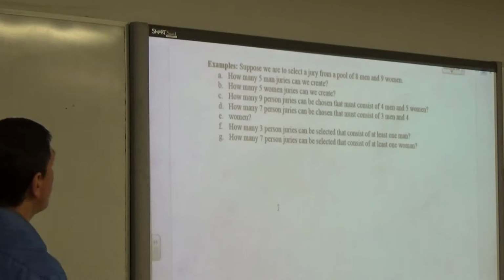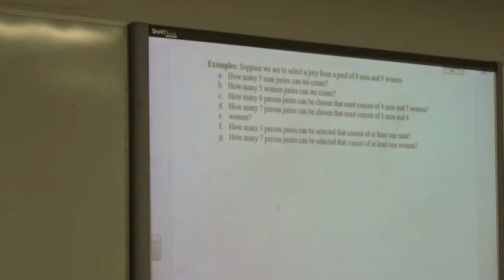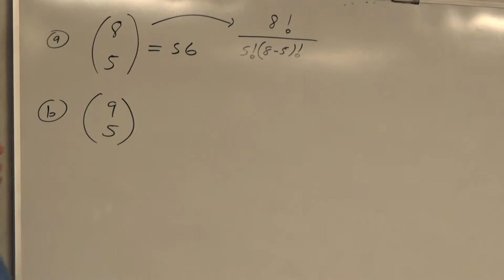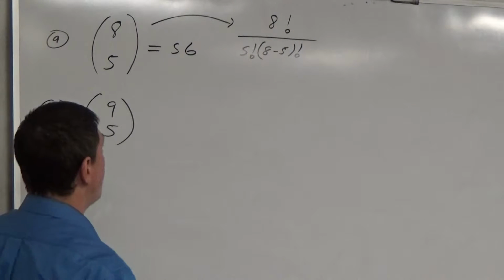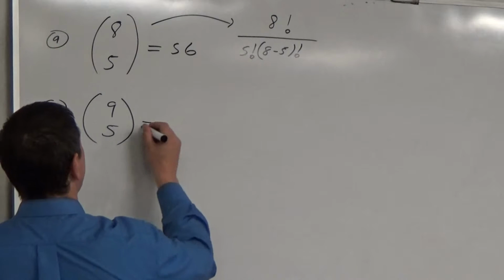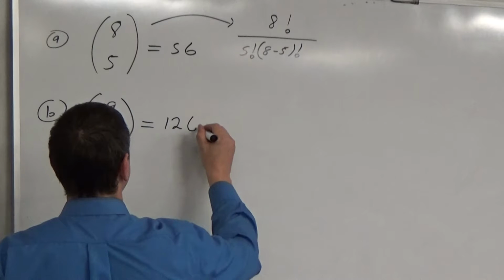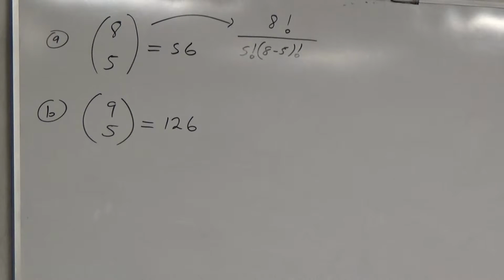Okay, so for letter B, it says how many 5 women juries can be created. So how many women do we have? 9. How many do we want? 5. And then we would just go right in our calculator and do the exact same thing, except this time we use 9 instead of 8. If we wanted to, we could set it up using the formula. It doesn't matter which way we do it. 126. Thank you, sir. So that's easy, right, guys? Again, we wish the entire next exam was comprised of these types of questions.